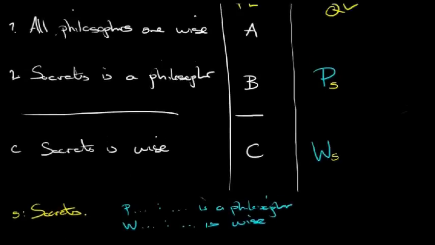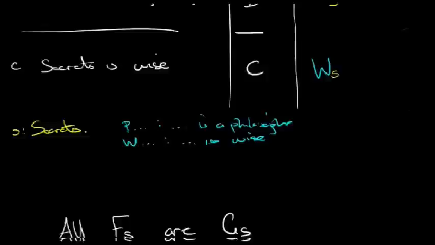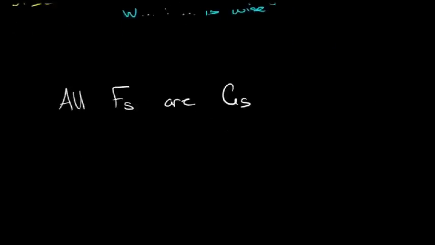Now let's look at it in isolation just quickly. Let's just say all F's are G's, right? Notice that has that structure. All philosophers are wise. If philosophers have the property F, then they also have the property G, being wise, right? So all F's are G's.